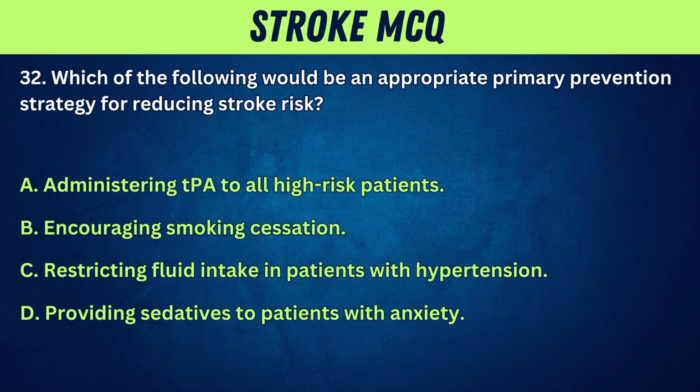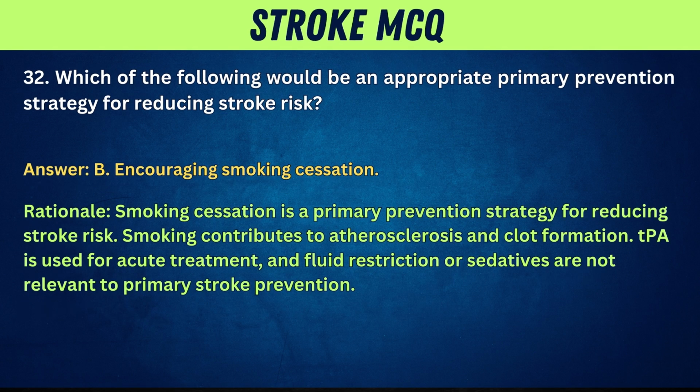32. Which of the following would be an appropriate primary prevention strategy for reducing stroke risk? A. Administering TPA to all high-risk patients. B. Encouraging smoking cessation. C. Restricting fluid intake in patients with hypertension. D. Providing sedatives to patients with anxiety. Answer: B. Encouraging smoking cessation. Rationale: smoking cessation is a primary prevention strategy for reducing stroke risk. Smoking contributes to atherosclerosis and clot formation. TPA is used for acute treatment, and fluid restriction or sedatives are not relevant to primary stroke prevention.